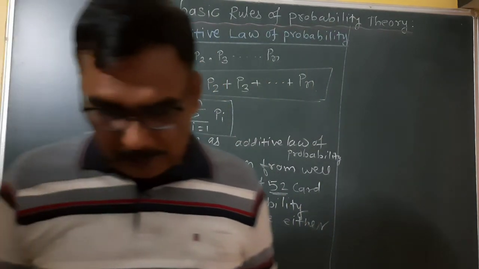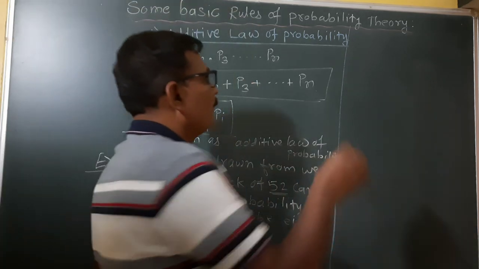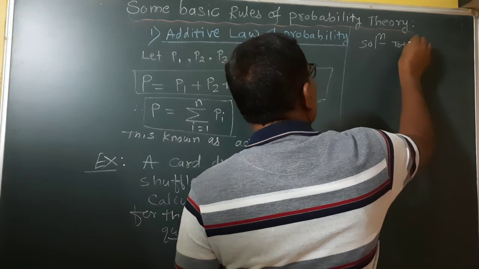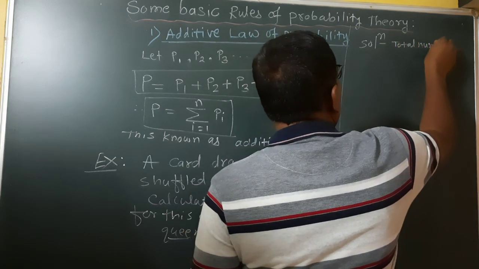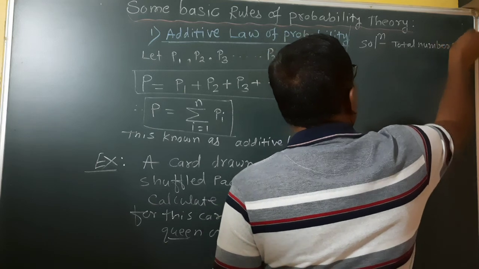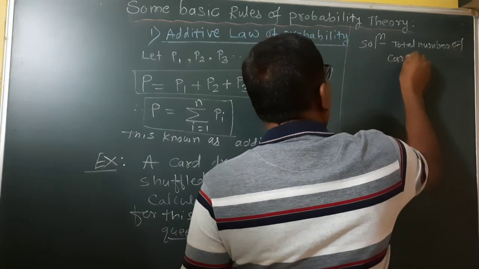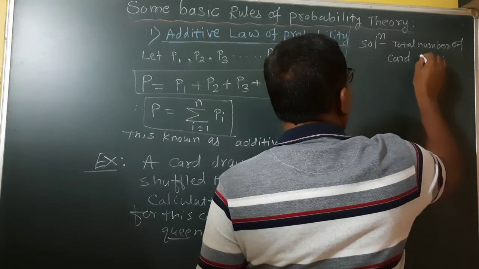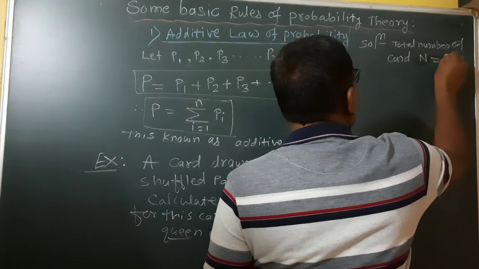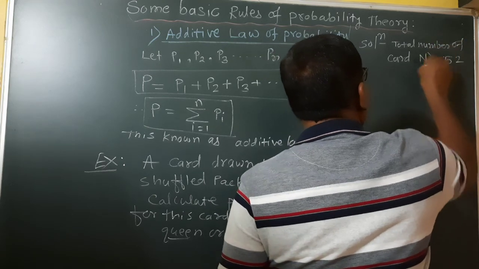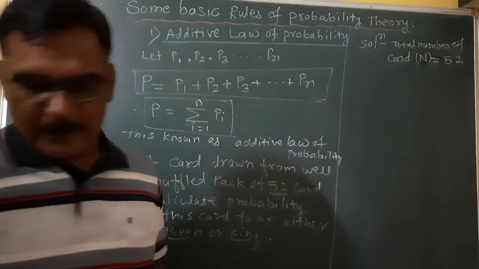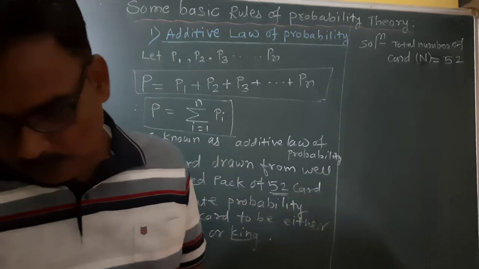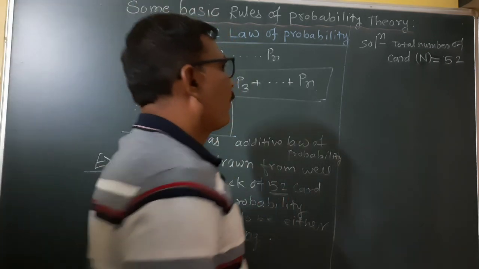First of all, we have to consider the total number of cards. Solution: the total number of cards in a pack is denoted by n. n is equal to 52. But we are drawing a specific card, say, a queen.